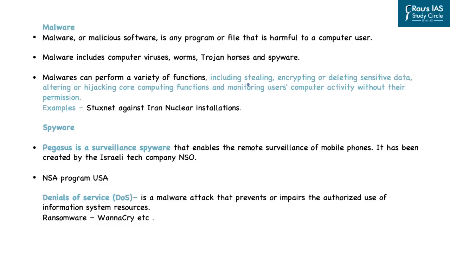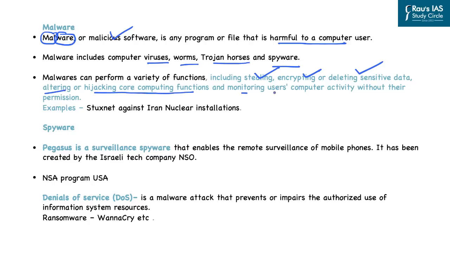So if you look at malware, it is simply a malicious software. That is why it is called malicious, for mal, and ware for software. So it is simply any program or file that is harmful to a computer user. And this can include viruses, worms, Trojan horses, as well as spyware. So it is a broad term that is used for software which is harmful to computer users. Now such malwares can perform a variety of functions. These can include stealing, encrypting or deleting sensitive data, altering or hijacking core computing functions, and monitoring the user's computer activity without their permission. A prime example of such malware is basically the Stuxnet, which was used by USA against Iran's nuclear installations.